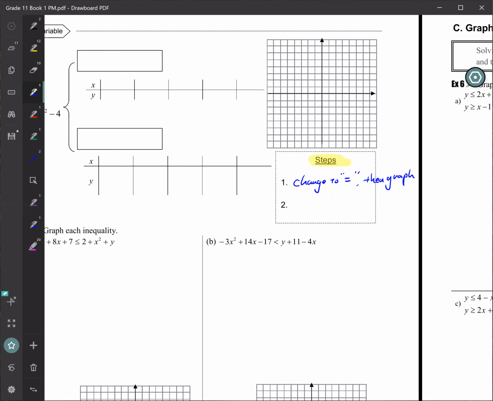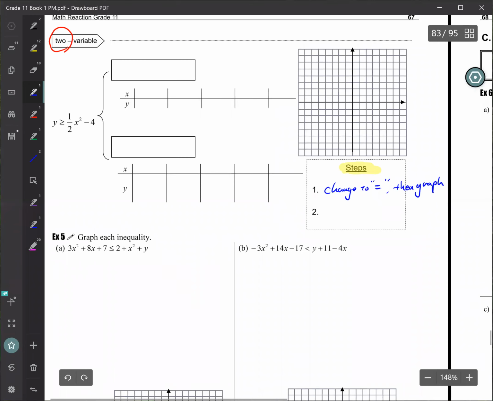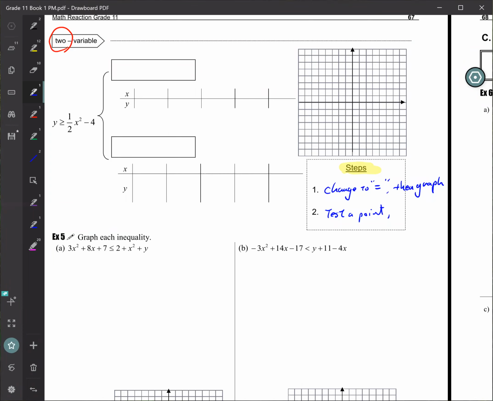Okay, Angela, what is step 2? Test the point. And what? And shade the side that's true. Yep, very good. Shade the true side. So you see, it's the same steps, okay? The only difference is now, instead of drawing the straight line, we are drawing a parabola. So we need to review how to draw a parabola, right? I hope you haven't forgotten everything about parabola.